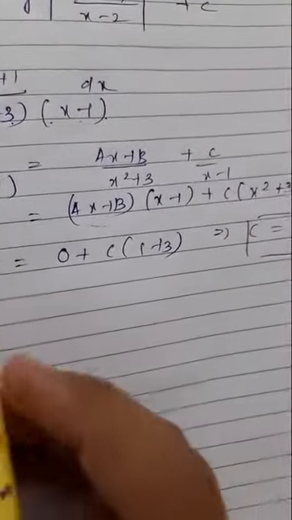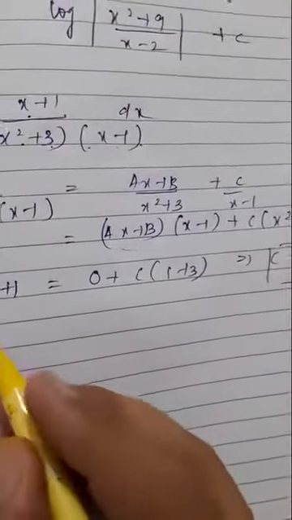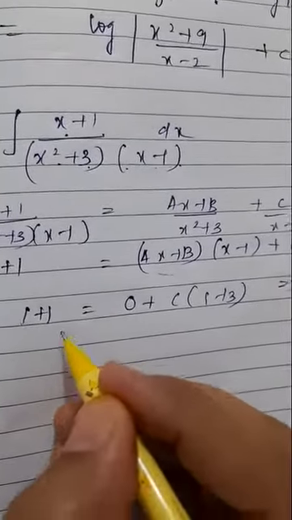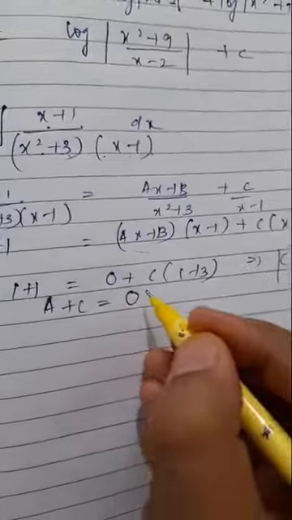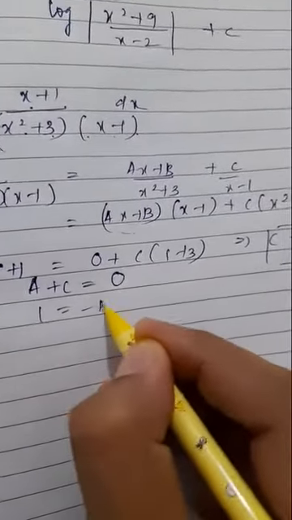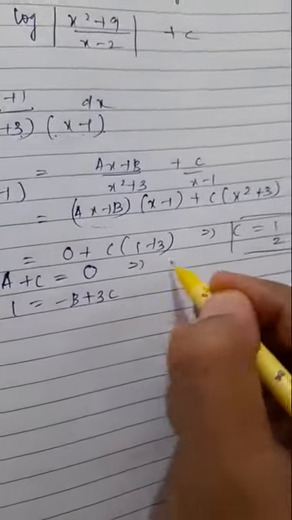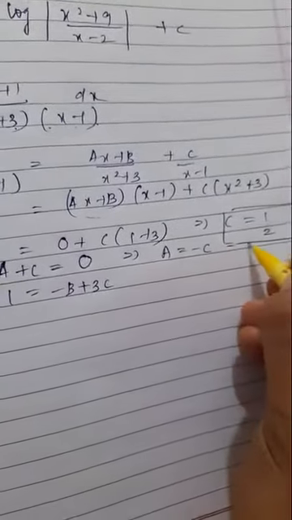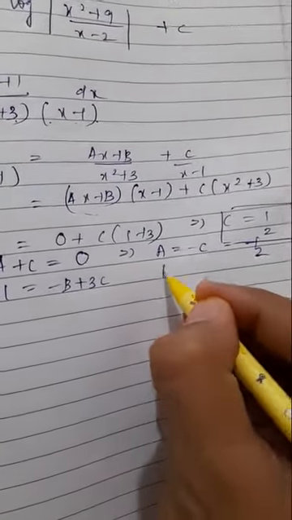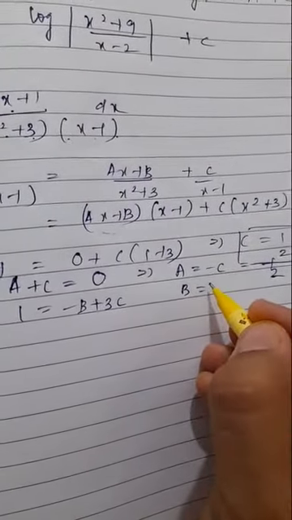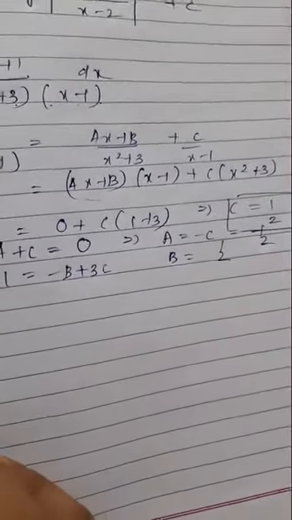Now the next step will be to equate the coefficient of x square, x and the constant term on both the sides. So from that step we get a plus c equal to 0 and 1 equal to minus b plus 3c. So from here we get the value of a as minus c, which is equal to minus 1 by 2, and b value will be 3 into 1 minus 1, that is 1 by 2. So b value is also 1 by 2.